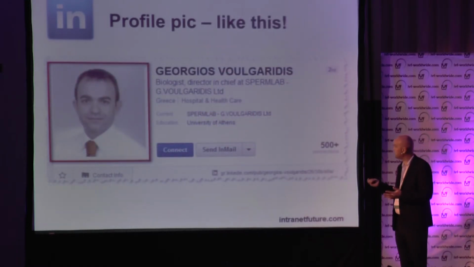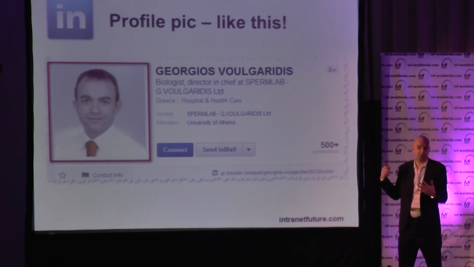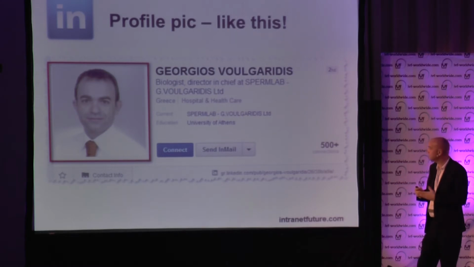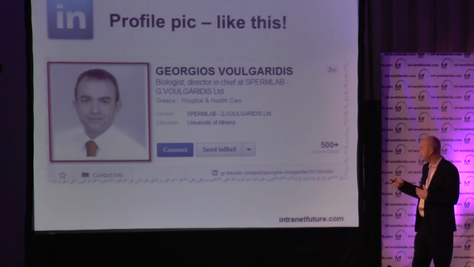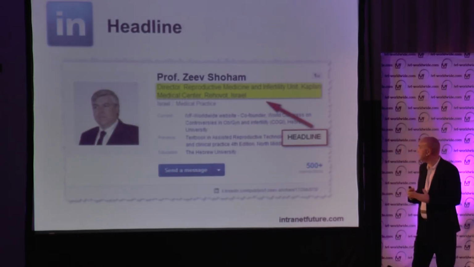So some examples of what to do nicely. This is a great one. So it's professional, nice head and shoulders shot, and clear. You can see Georgios very nicely there. And you may recognize this guy here.